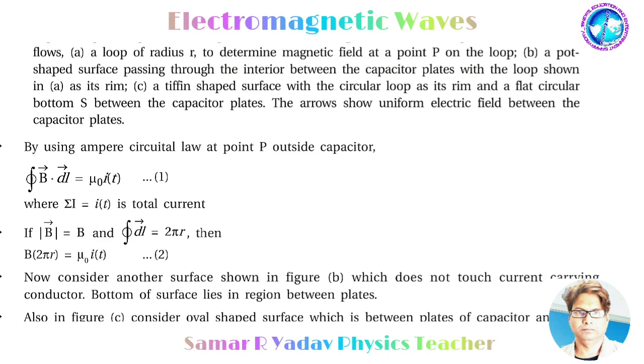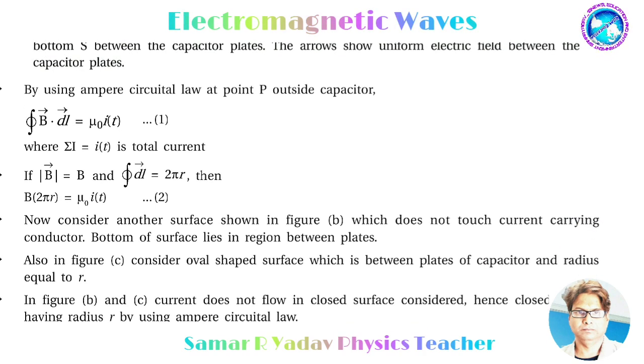By using Ampere's circuital law at a point P outside the capacitor, closed integral of vector B dot vector dl is equal to mu 0 I(t), equation number 1, where summation I is equal to I(t), the total current. If the magnitude of vector B is B and closed integral of vector dl is 2 pi r, then B times 2 pi r is equal to mu 0 I(t), equation number 2.